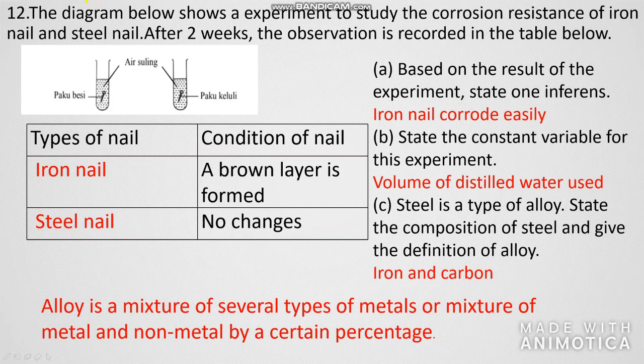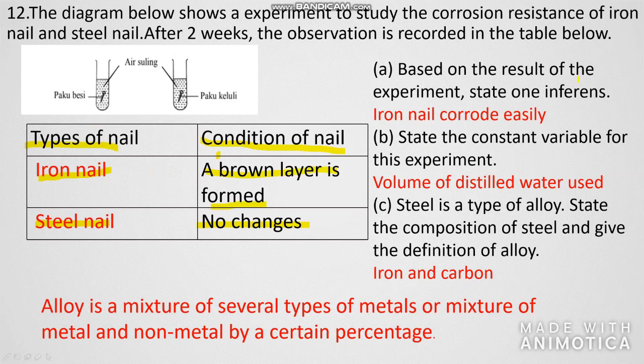Answer is B. The diagram below shows an experiment to study the corrosion resistance of iron nail and steel nail. After 2 weeks, the observation is recorded in the table below. Okay, so di sini kita letakkan paku besi, the iron nail and also the steel nail into the distilled water. What we can observe? Okay, type of nail. So disebabkan steel nail dia adalah satu alloy, so alloy is harder and resistant to corrosion as compared to a pure metal. So steel nail ini show no changes, tiada perubahan. Tapi iron nail ini dia akan karat. So there is a brown layer formed.